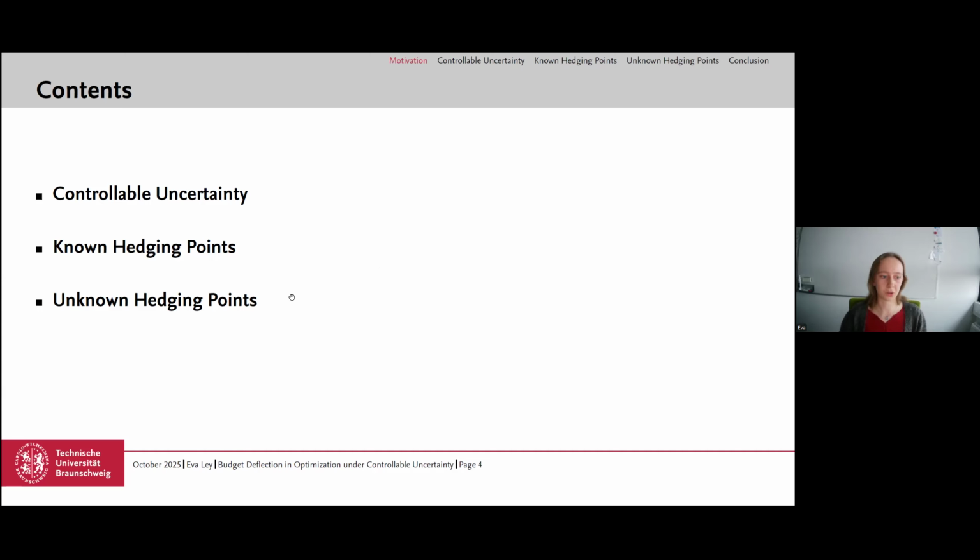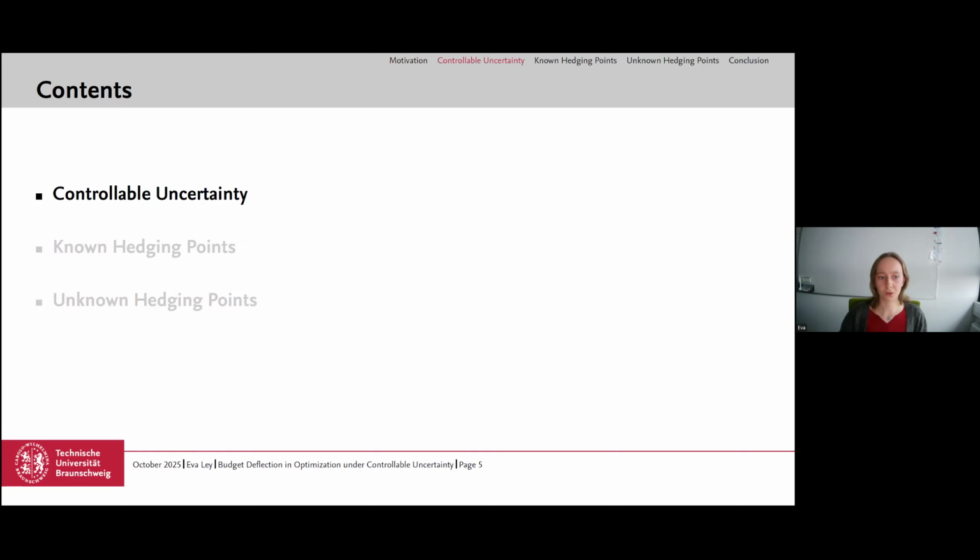For those two settings, I want to look at whether budget deflection can occur. Budget deflection is a setting where we actually query some element that we will never use. This might seem unwanted, and it can happen in one of the two settings. In this setting, we will look at what we can do to prevent it and what happens then.